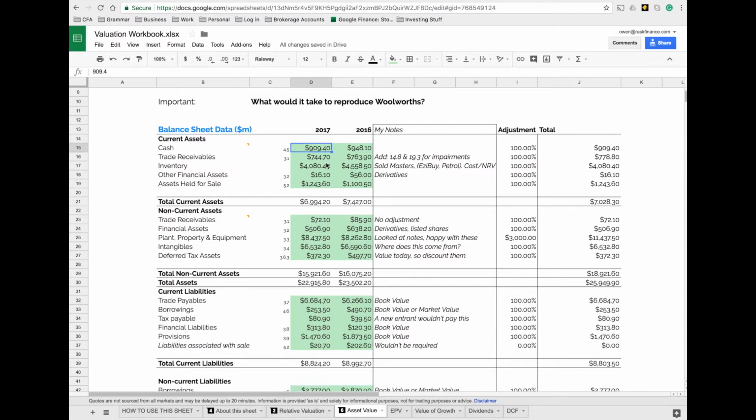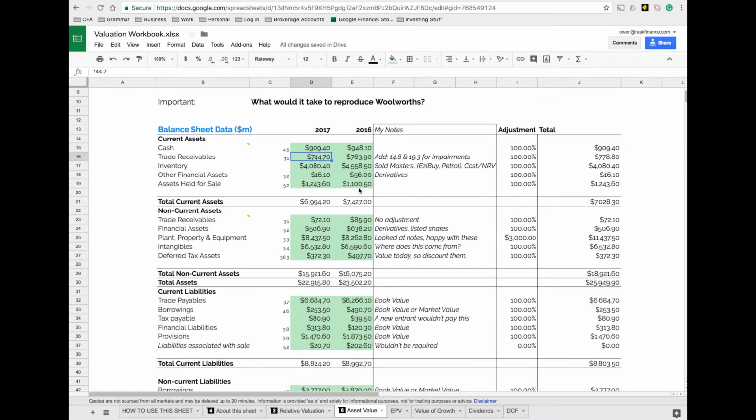Woolworths had about $909 million of cash in 2017. If we were to start a new business which is identical to Woolworths, would we require that $909 million to reproduce the business? The answer is we would. Simply because if Woolworths has cash on its balance sheet and we want to reproduce a business that is exactly the same as Woolworths, we'll need 100% of that cash. So there's no adjustment here. You can see that what it's got on this balance sheet goes straight across to this final cell here.